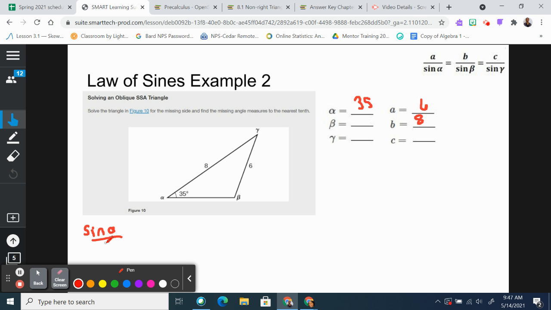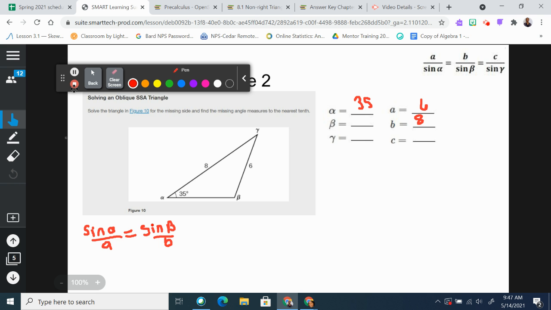So sine alpha over A is equal to the sine of beta over B. Let me just get this out of the way. And now I'm going to get beta by itself. So that means I'm going to multiply both sides by B, and that'll give me at least my sine beta by itself. I still have to work a little more. So sine beta is equal to B times sine alpha over A. Make that a little longer. And now I need to get beta by itself, so I can take the inverse sine of both sides.